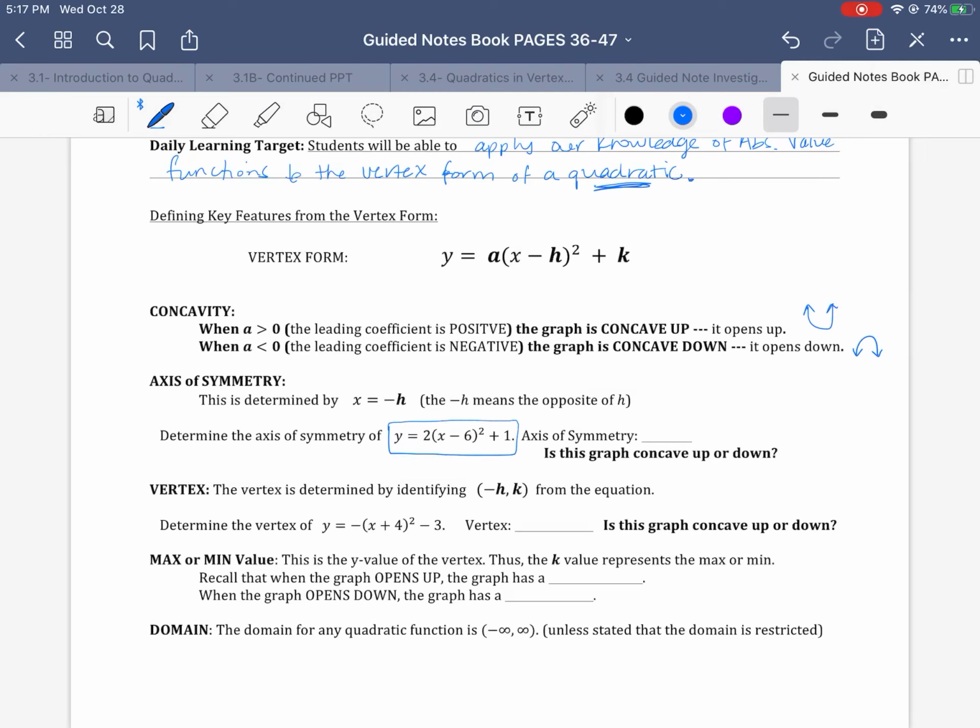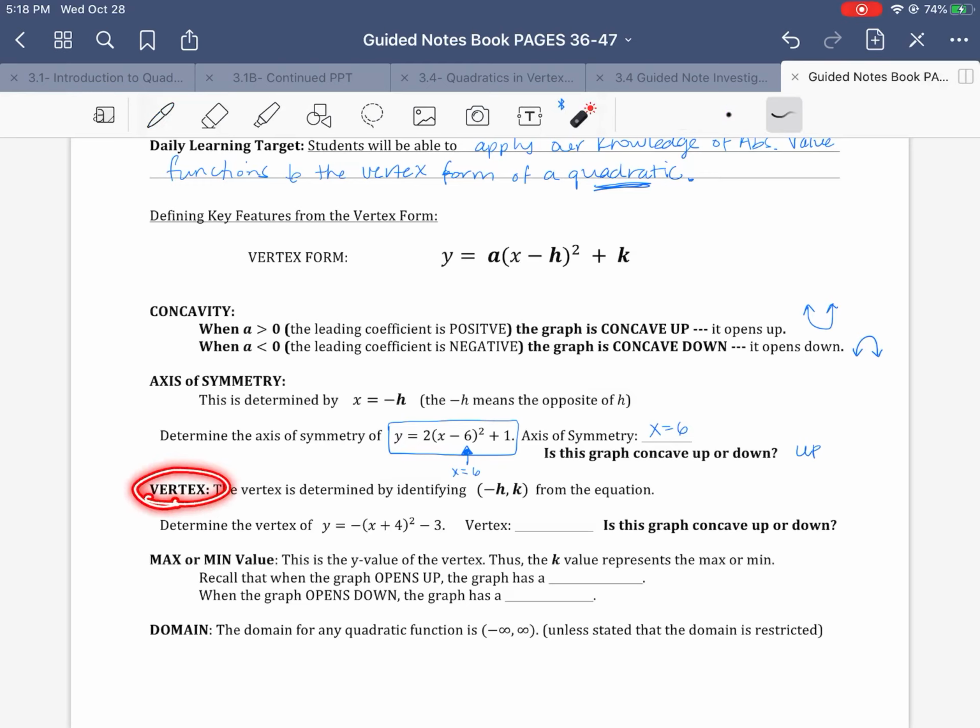So if I'm looking at this example function right here, y is equal to 2 times (x minus 6) quantity squared plus 1, this value tells me where it went left or right. That's my x piece. So when I'm defining my axis of symmetry, I really just pull that value out. So axis of symmetry here would be x equals 6. Going back to the concavity, if I want to know if this graph is going to open up or down, I look out front to see if it's a positive or negative leading coefficient. 2 is positive, so this one is going to open up.